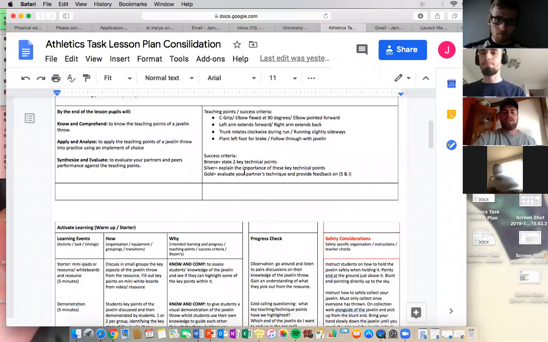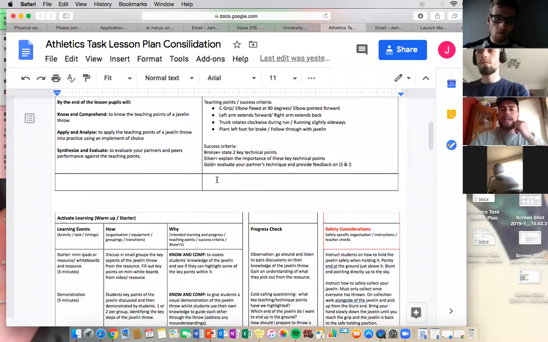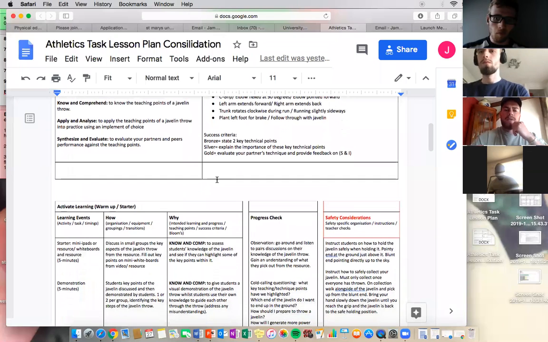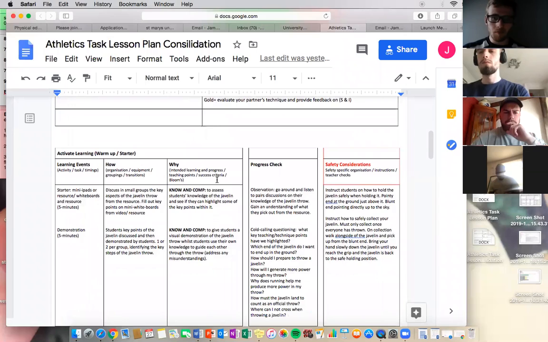Looking at our success criteria, we just had a bronze, silver, gold. So bronze, state 2 key technical points, silver, explain the importance of these key technical points, and gold, evaluate your partner's technique and provide feedback on their strengths and improvements. So that was to be measured throughout the lesson.